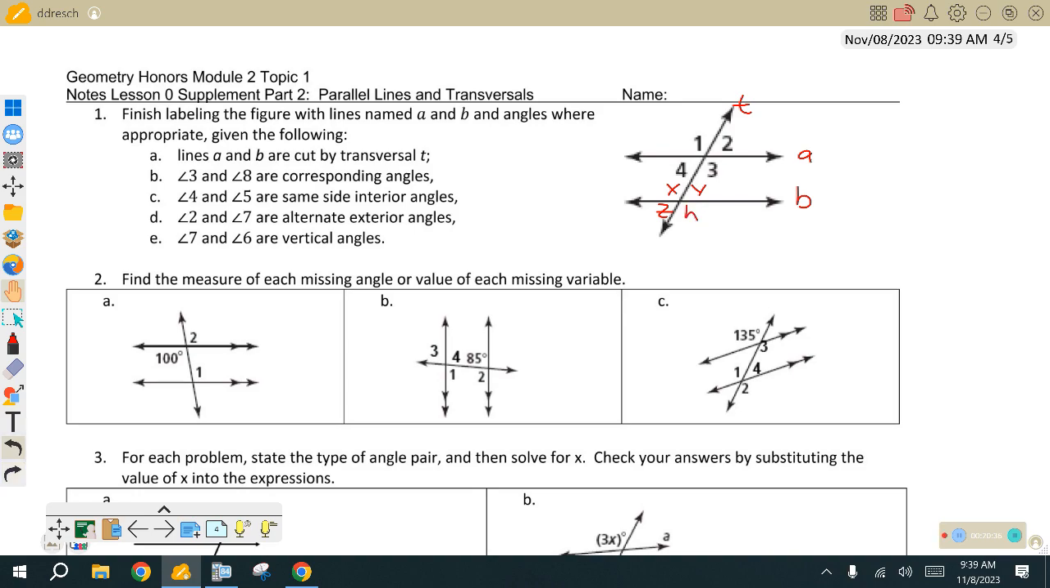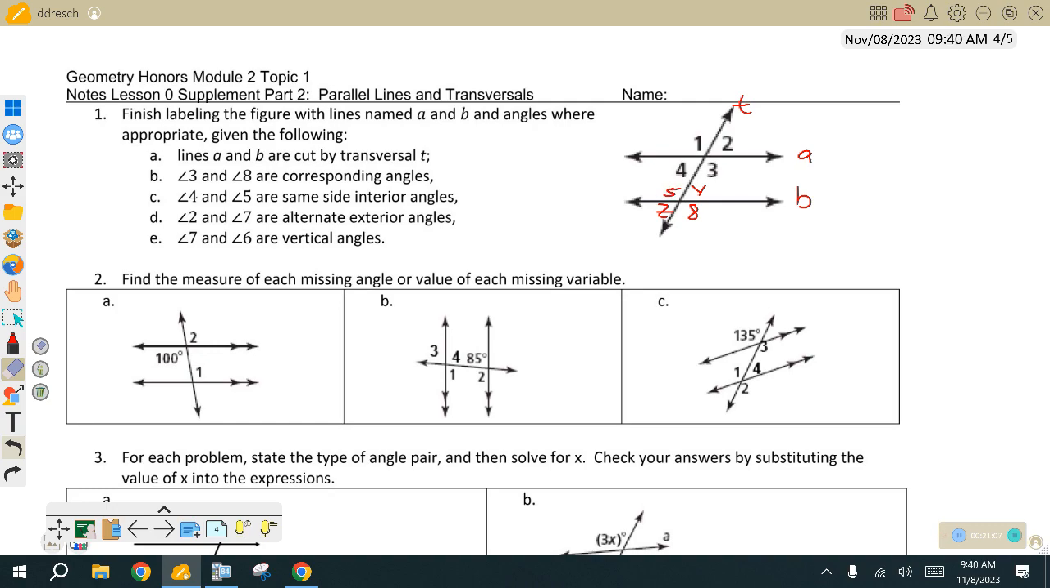H. All right, somebody, which one's going to get 8 on there? X, Y, Z, or H? H, 3 and 8 are corresponding. That makes sense. Same relative position. So below, there we go. 4 and 5 are same side interiors. Where's 5 going? Sounds good. 4 and 5 are interiors. Makes sense, in between and on the same side.